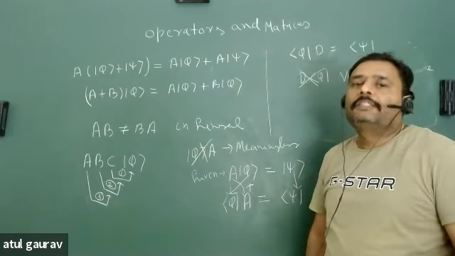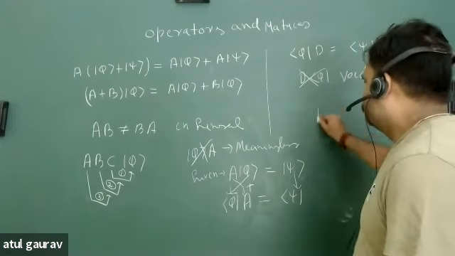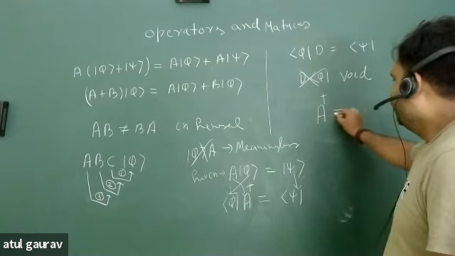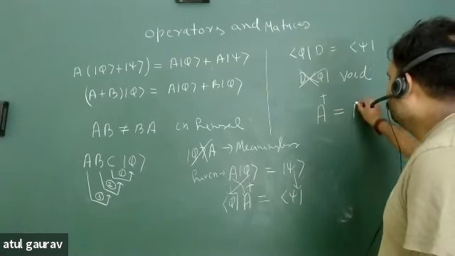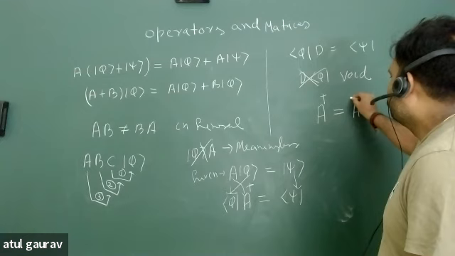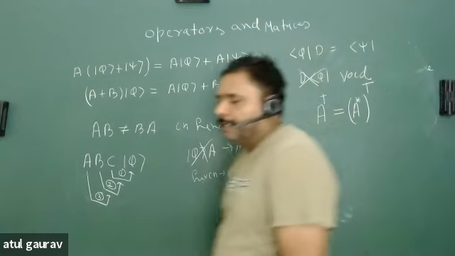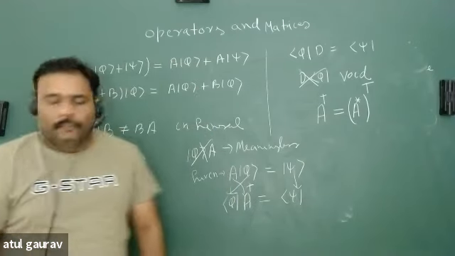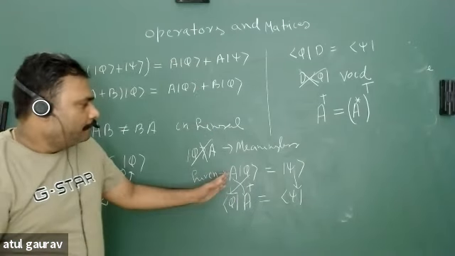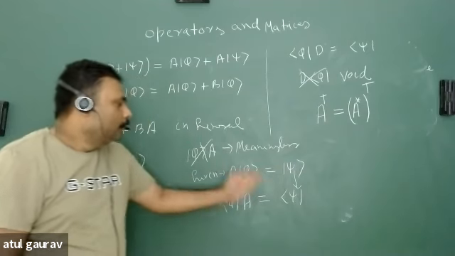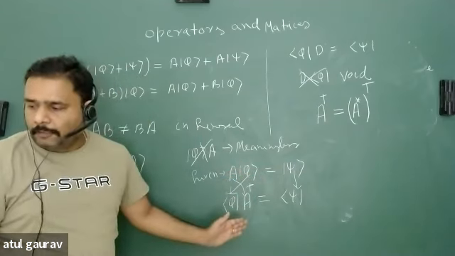It is called dagger. You can say A cross, something like this. A dagger. What is A dagger? A dagger is nothing; you take the complex conjugate of each element and then transpose it. So this is identified as A dagger. So if you have information of ket, you can have information of bra also.